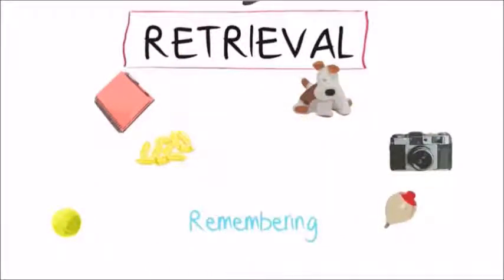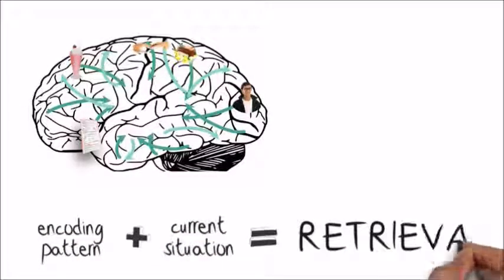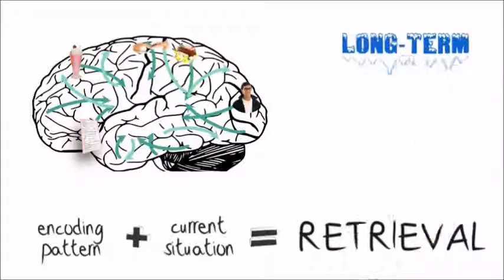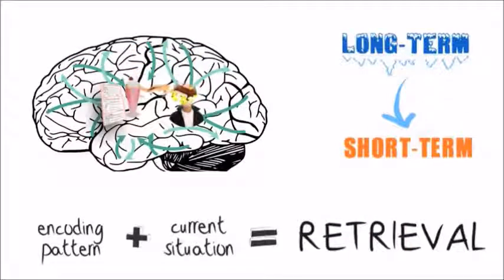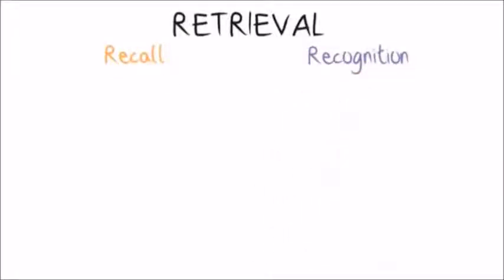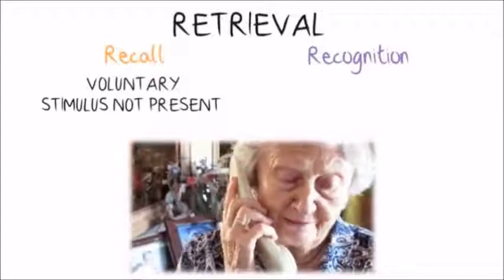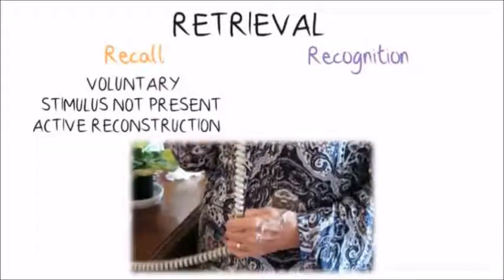During retrieval, the brain replaces the original pattern formed during encoding mixed with an awareness of the current situation, returning a memory from long-term storage to short-term memory, where it becomes labeled and modifiable. There are two main methods of accessing memory: recall and recognition. Recall involves voluntarily remembering a fact, event, or stimulus that is not currently physically present by actively reconstructing the information.